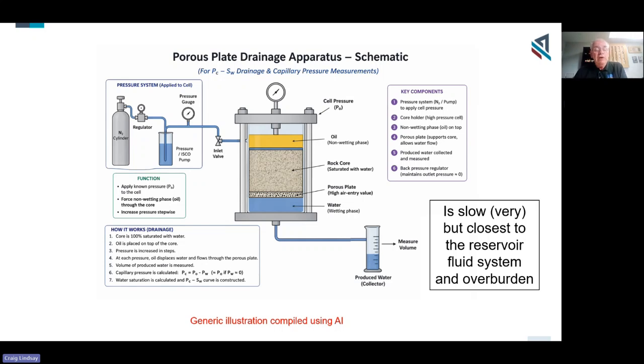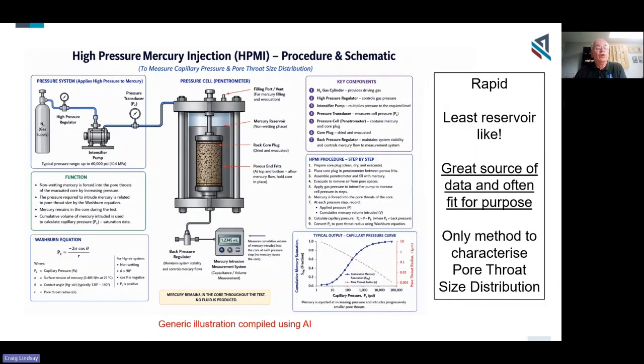It's slow. It can be very slow. It can take at least 3 or 4 months. Can take 6 months. Can take a year. But it's a good benchmark for capillary pressure and these curves and so on.